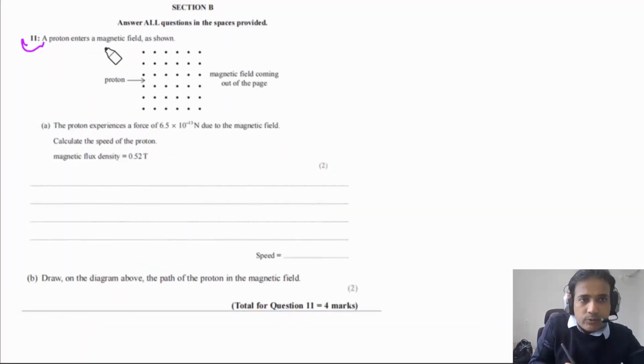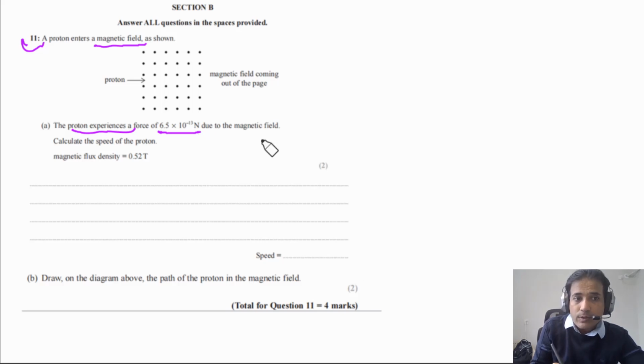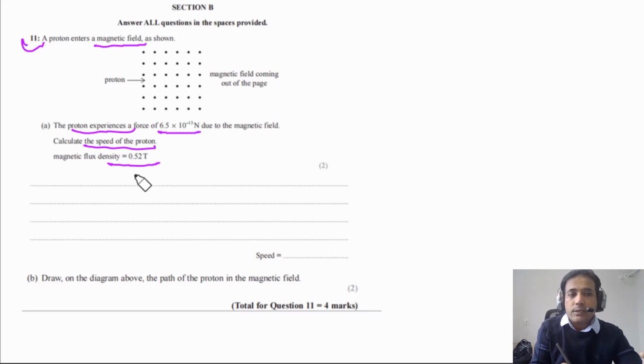Question 11 says a proton enters a magnetic field as shown in the figure. Part A says the proton experiences a force of 6.5 times 10 to the negative 13 newtons due to the magnetic field. Calculate the speed of the proton; the magnetic flux density is given to us. First of all, we need to understand that this is the magnetic force.